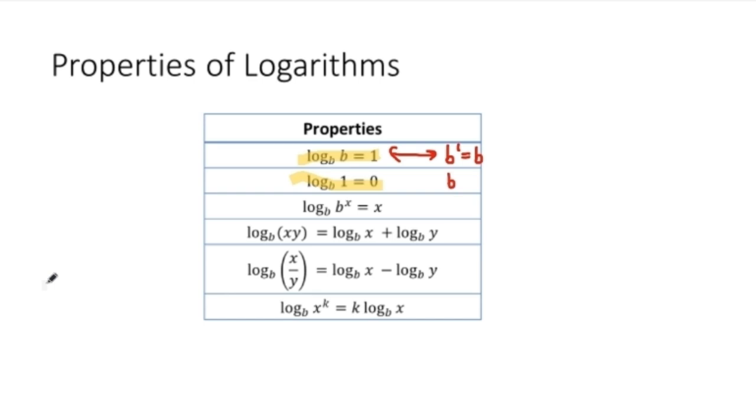The next property is log base b of 1 equals 0. This is true because b to the 0 is always equal to 1 when b is not 0. And b cannot be 0 since our base is positive and not equal to 1. So converting the fact that b to the 0 equals 1 to its logarithmic form, we're given that log base b of 1 equals 0.